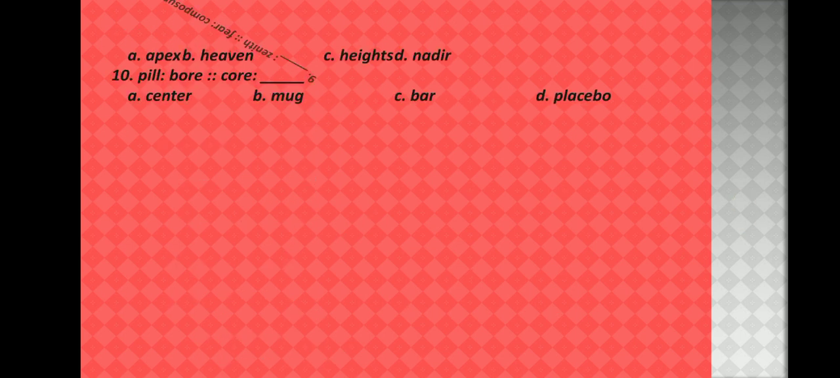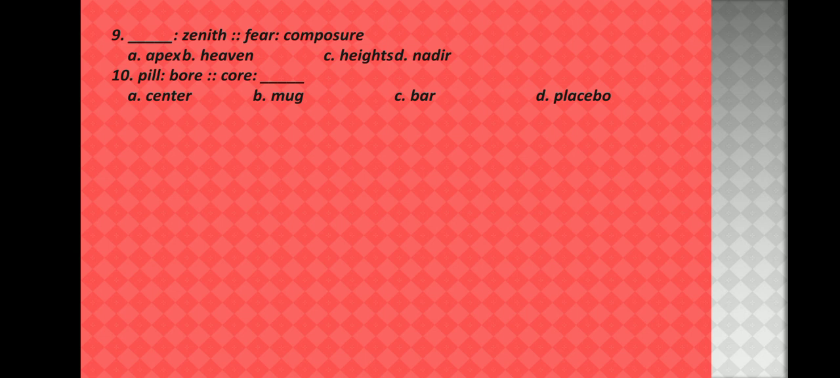Next, question number 9. Dash, zenith, fear, composer. What is the answer? Nadir. Option D, nadir is the opposite of zenith, and fear is the opposite of composer.